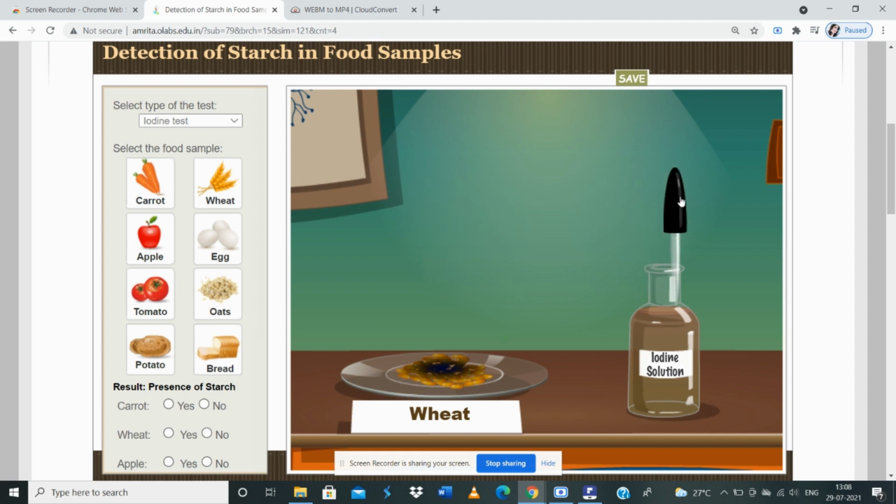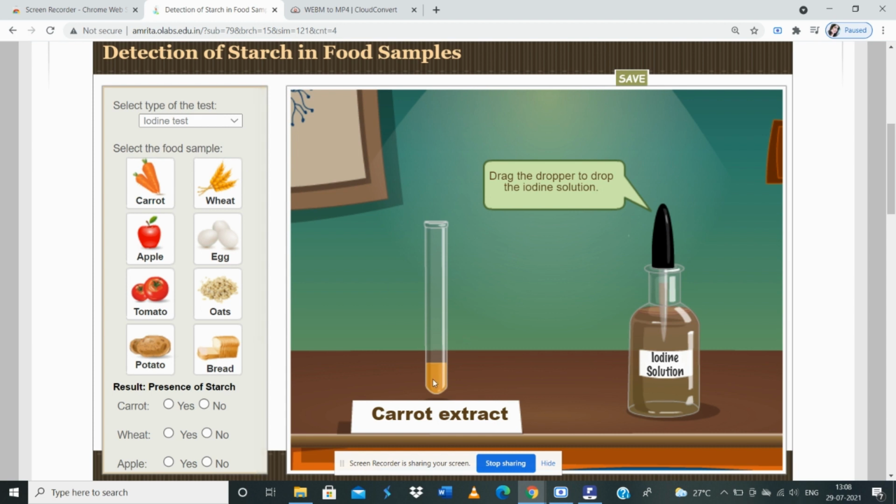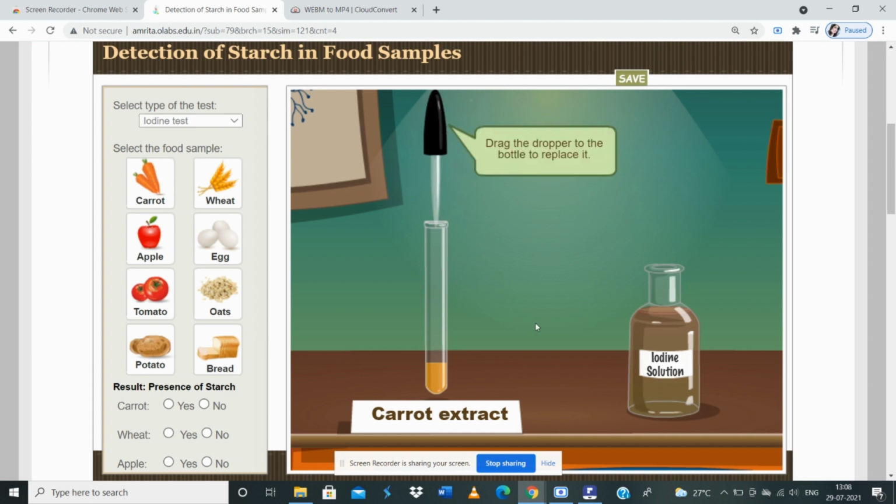Now let's test a few more food items. Let's take carrot. This is our carrot extract, and again we will add a few drops of iodine solution. Now we can see there is no change in color. I want you to tell me, what does it mean? Pause the video and think for a moment. Yes, exactly. Here starch is not present in carrot. That is why there is no change in color.